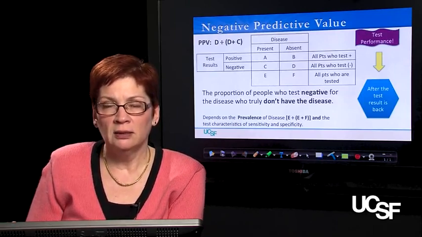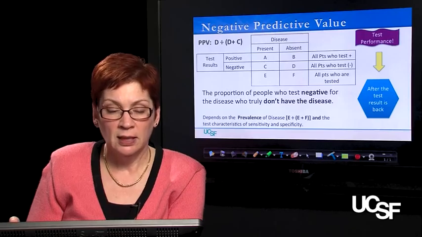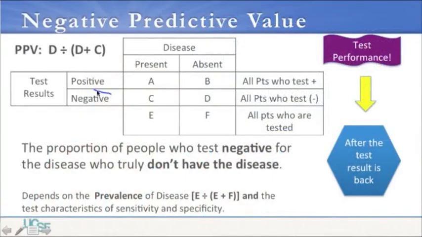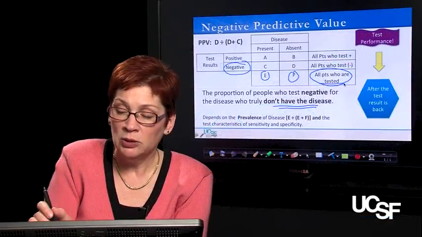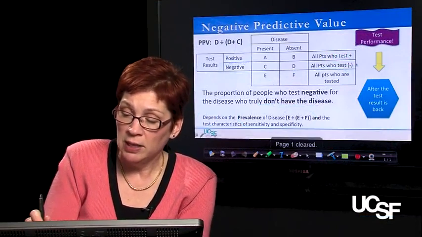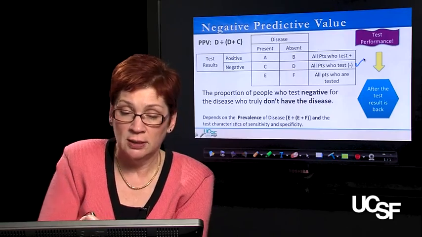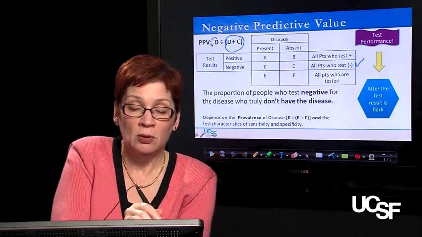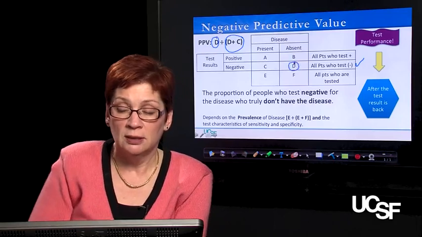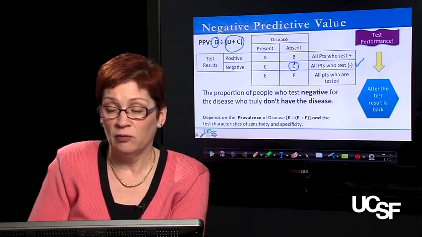Negative predictive value is the converse of this. It's the proportion of people who test negative for the disease who truly don't have the disease. And again, we needed to add our pretest probability and our population of all patients who are tested, and we'll show you how to complete these tables in a couple of slides. But what we're interested in right now is all of the patients who test negative for the disease, which is C plus D, as the denominator, and the numerator would be D, the numerator of interest, which is D over D plus C, the negative predictive value.